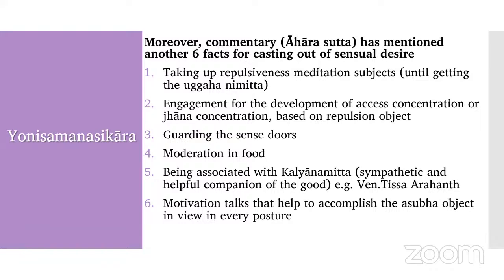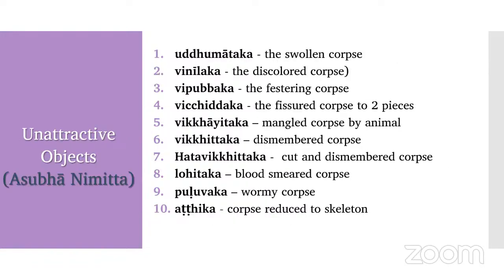So here the Atthakatha says, Tahana nisajjadisu. That means sitting posture, walking posture, lying down posture, and standing posture, right? In every posture you need to think of the Asubha object. And then what are the 10 kinds of Asubha meditations?